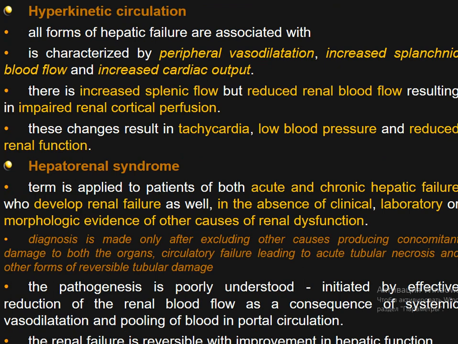The next manifestation we name hyperkinetic circulation. So all forms of hepatic failure are associated with this manifestation, and hyperkinetic circulation is characterized by peripheral vasodilatation, increased splanchnic blood flow, and increased cardiac output. There is increased splenic flow but reduced renal blood flow, resulting in impaired renal cortical perfusion. And these changes result in tachycardia, low blood pressure, and reduced renal function.